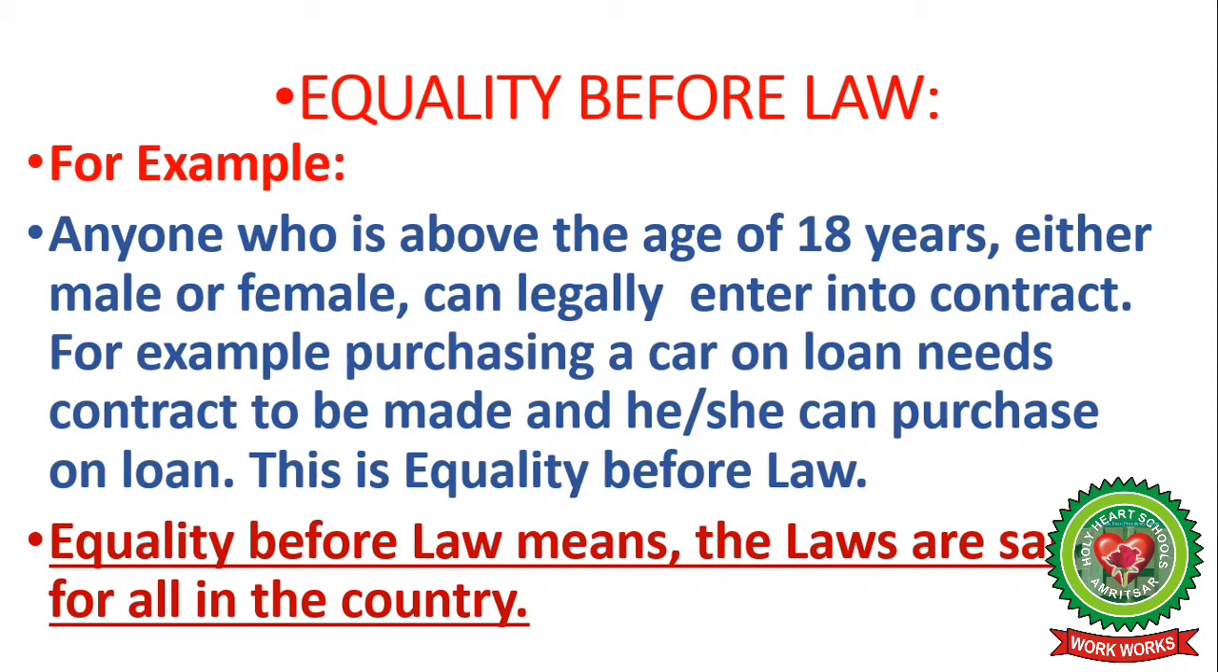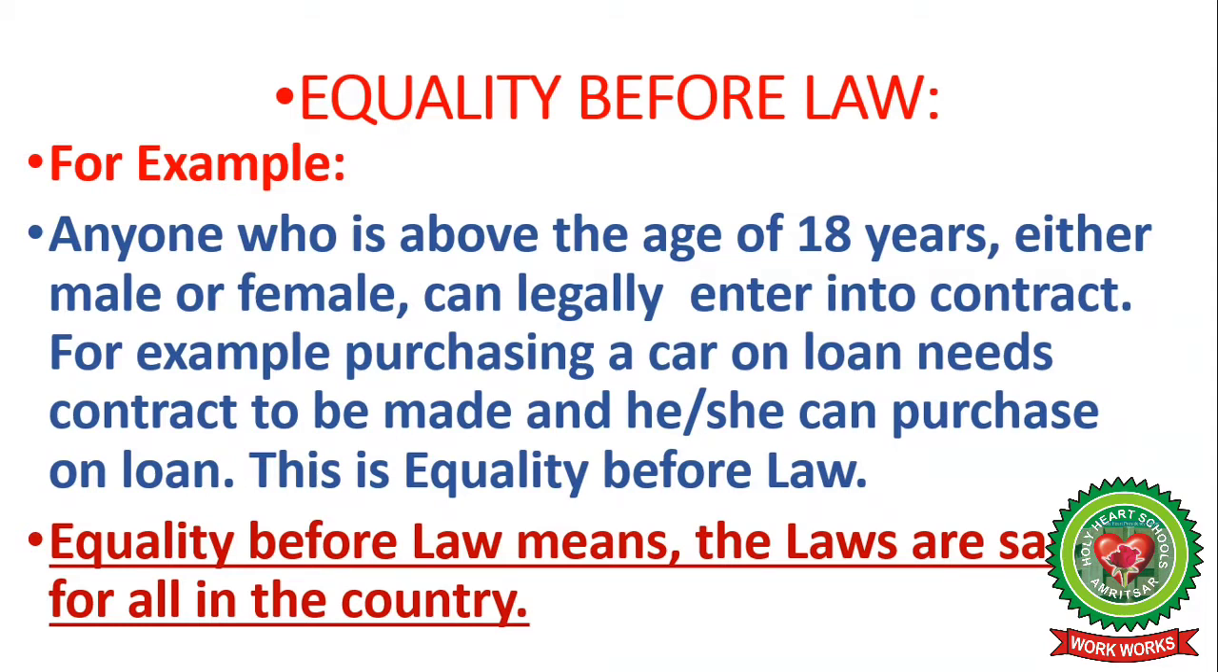Next is equality before law. An example is that anyone who is above the age of 18 years, either male or female, can legally enter into a contract. For example, purchasing a car on loan needs a contract to be made, and he or she can purchase on loan. This is equality before law.